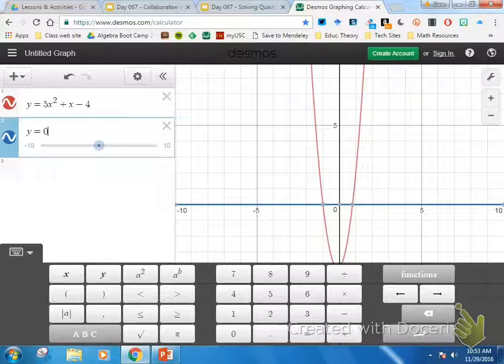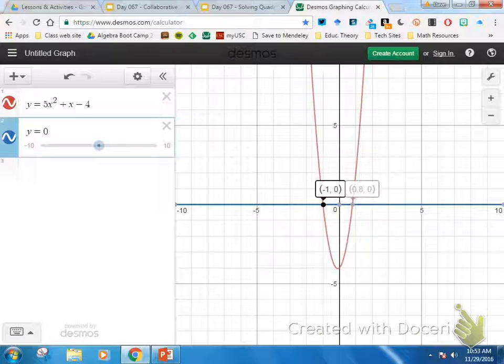Where's the answer? Where the lines what? Good. So they intersect how many times? Twice. Now look at my answers. I got -1 and 0 and 0.8. What do you notice about these points and your answers? The x values are going to be the answers. Excellent. Just like yesterday, right?